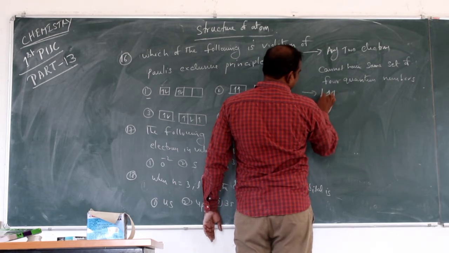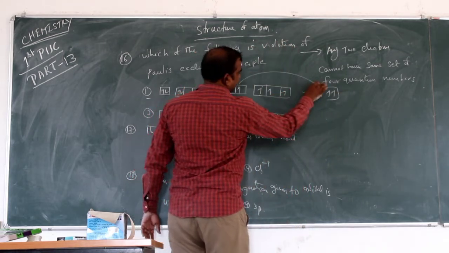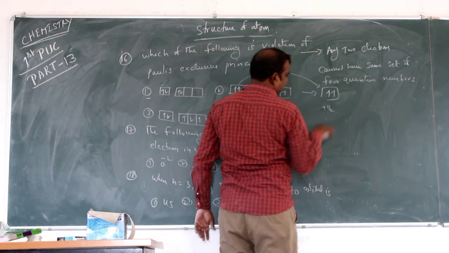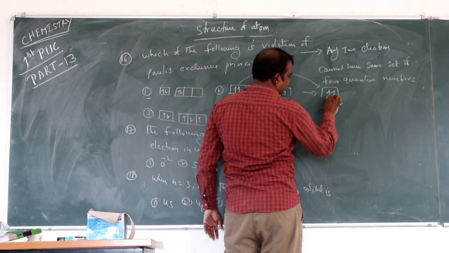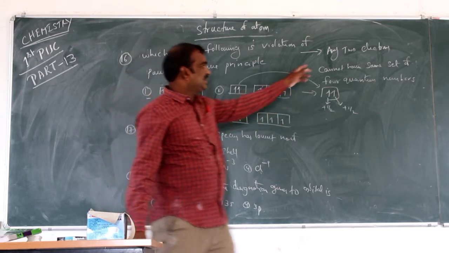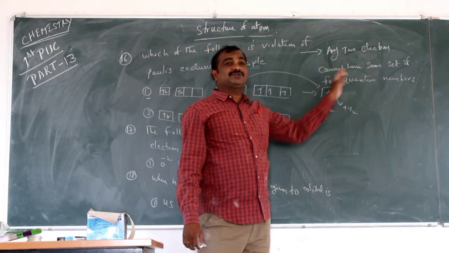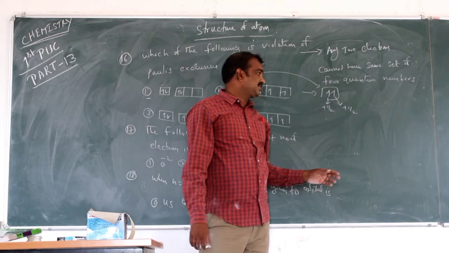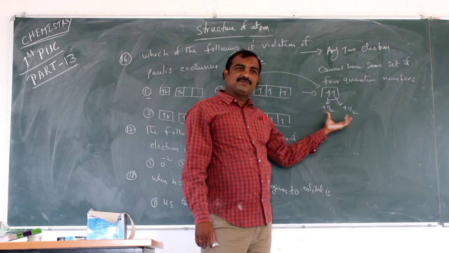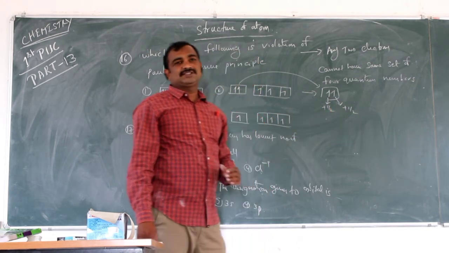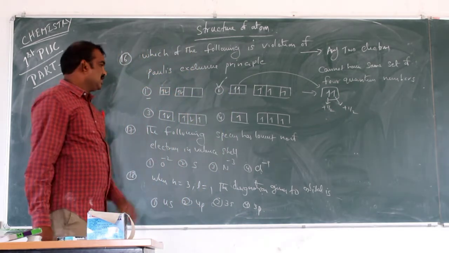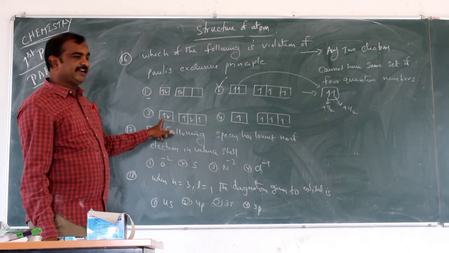In the second option, it is like this. For this, s is equal to plus half, and for this also s is equal to plus half. But any two electrons cannot have the same set of 4 quantum numbers. Here the spin quantum number is the same. It is having plus half and it is having plus half. So which option is correct there? Second option is correct.